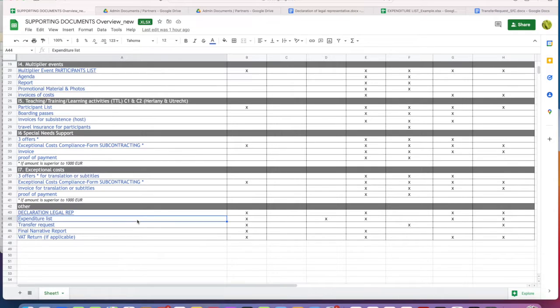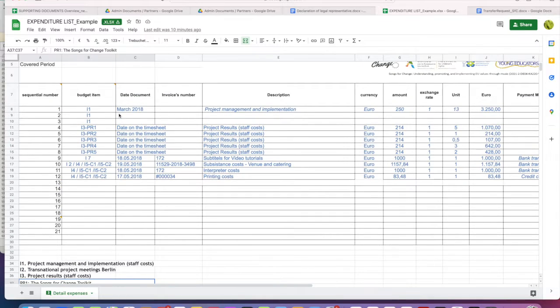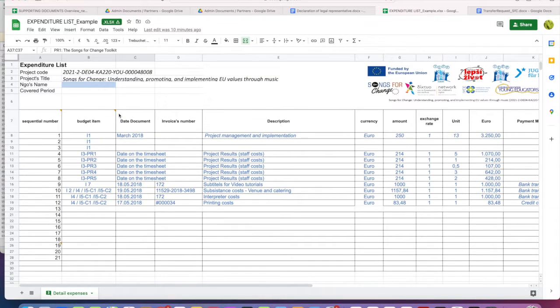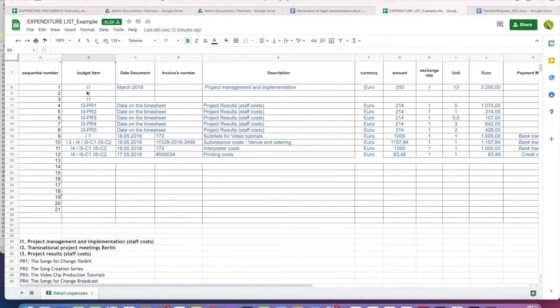Let me now talk you through the expenditure list, which is an important document. I show you a blank one first, and then show you also an example of an expenditure list which is filled in, as I did with timesheets. So of course you put the name of the organization, and then it looks maybe a bit complicated at the beginning, but once you get how to fill it in, it's not complicated, it's quite straightforward.